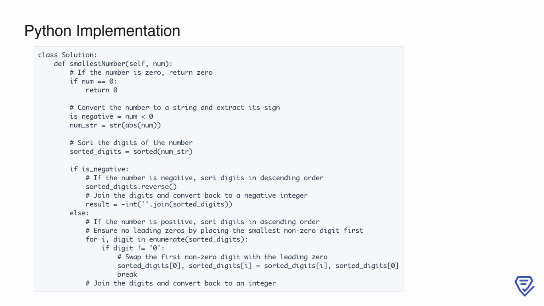After that, we sort the digits of the number. If the number is negative, we sort the digits in descending order to create the smallest possible negative number. We then convert these sorted digits back into a string, join them, and apply the negative sign before converting the result into an integer. This ensures that the output is the smallest possible integer for negative inputs.